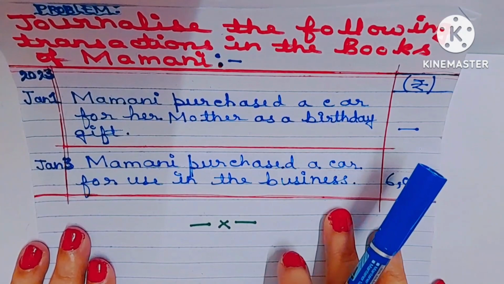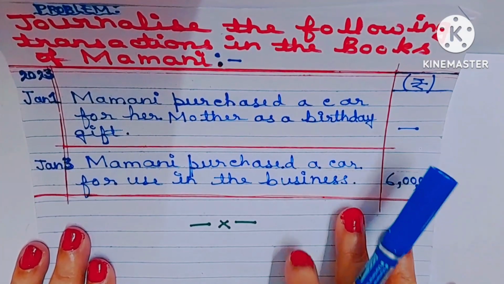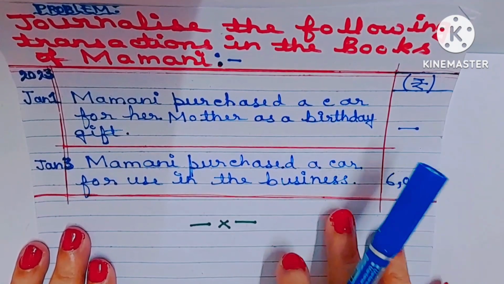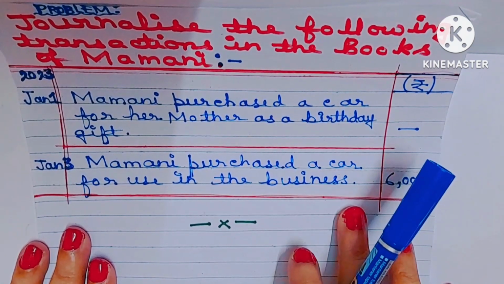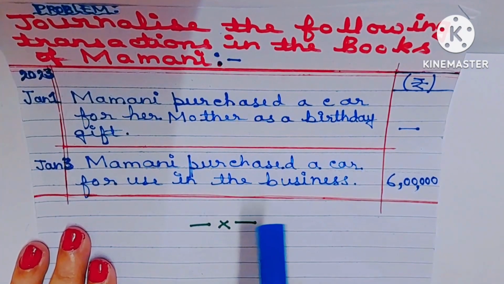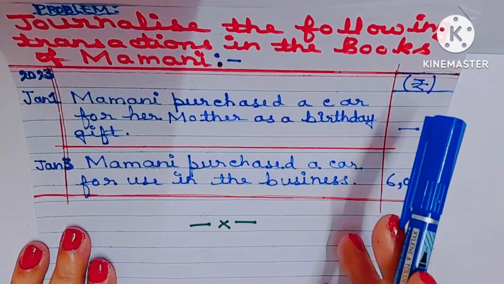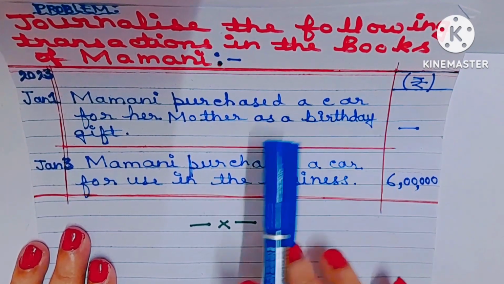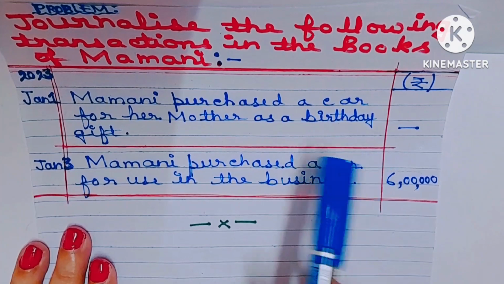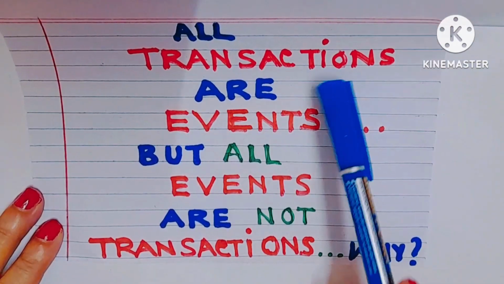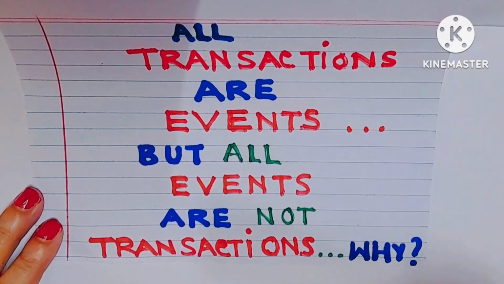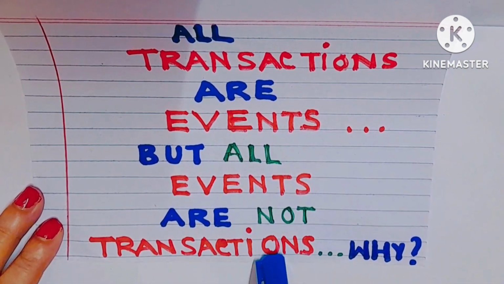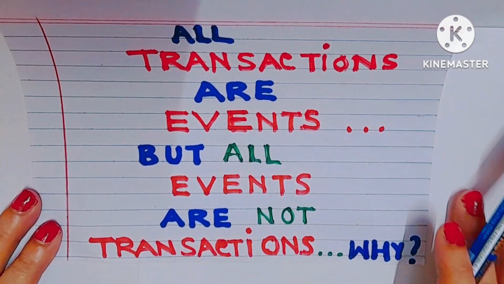Understood? You can only record events which have money value attached. Events which do not have any money value attached, you cannot record in the books of journal. So, events which can be measured in terms of money can be recorded in the books of journal. Events which cannot be measured in terms of money cannot be recorded. Okay? So, I have explained why all transactions are events, but all events are not transactions. Now, let's see the next transaction.